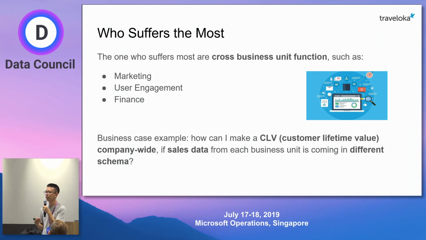This is a very exhaustive first step, and second, it's also very expensive. And imagine if each function does the same. It's a problem. Here is one business example. Let's say we would like to know CLV, or customer lifetime value. The simplest way is to sum all profit from the customer that we have. But since we have different sales data in each of the business units, it's very hard to do so.